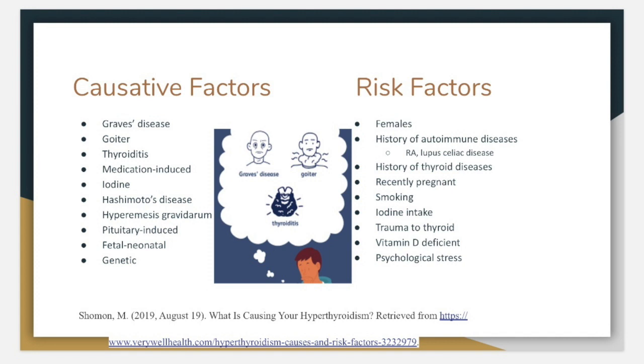And lastly is genetic. Genetics can play a role in the development of Graves' disease, which increases your chance of getting it. Next is risk factors. Women are more likely to get hyperthyroidism due to reproductive reasons.